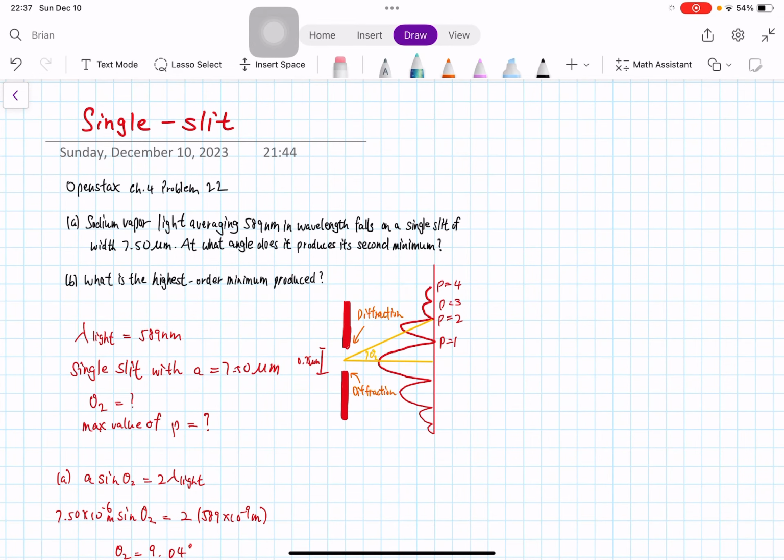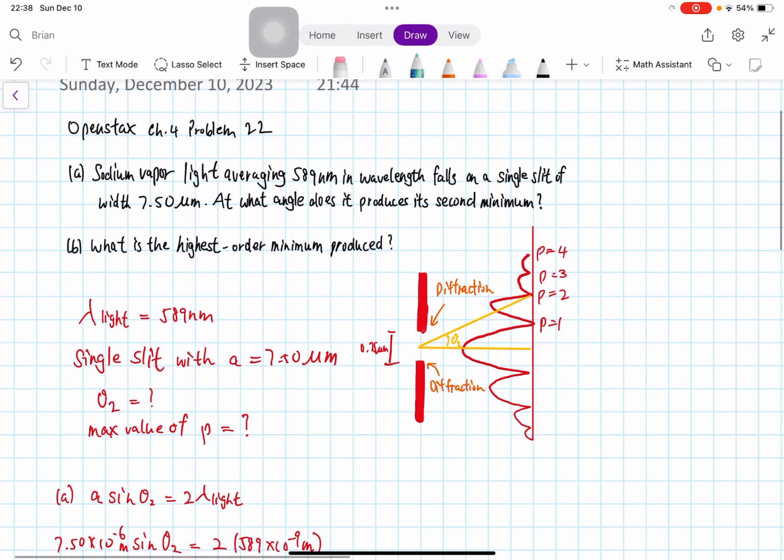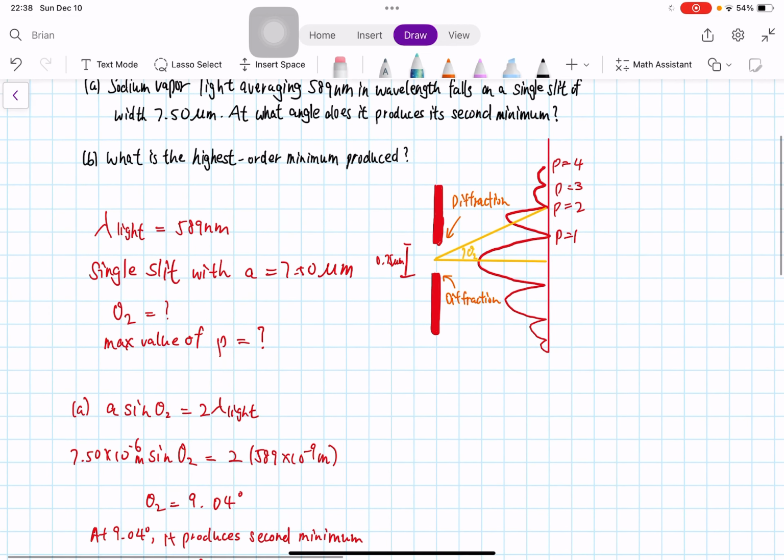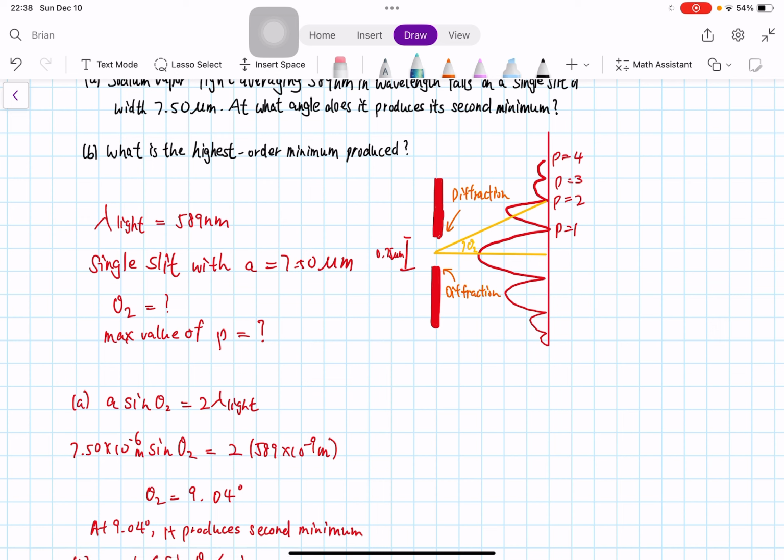Here I'm gonna cover single slit. This problem is taken from OpenStax chapter 4, problem number 22. So the problem is given with the wavelength of light of 589 nanometers, and it is a single slit with the slit width of 7.5 μm. It is asking us what is the theta 2 in this diagram here, and what is the maximum value of p.